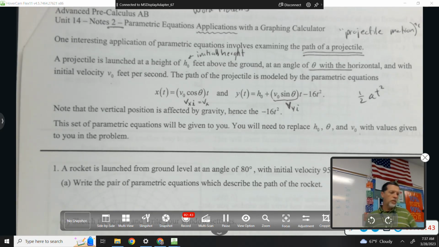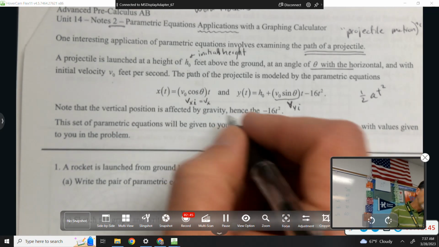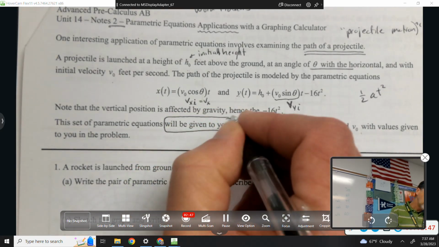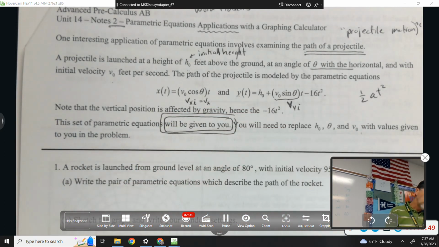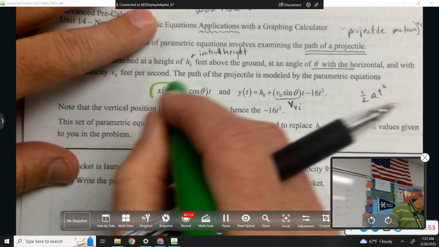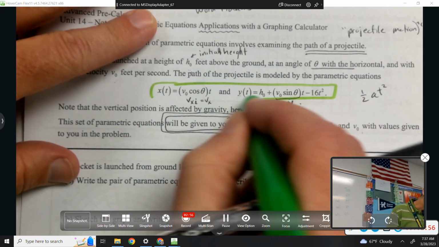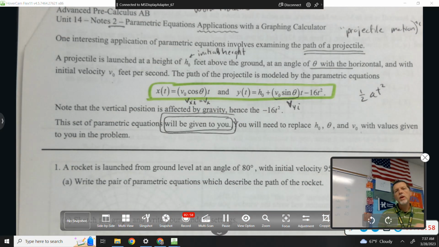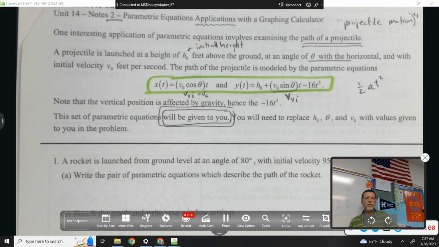The good news for you is this set of parametric equations will be given to you. So we will give you exactly those 2 equations. Obviously you'll have to know what the variables stand for and where to put the stuff and how to use them, but we'll give you the 2 equations.